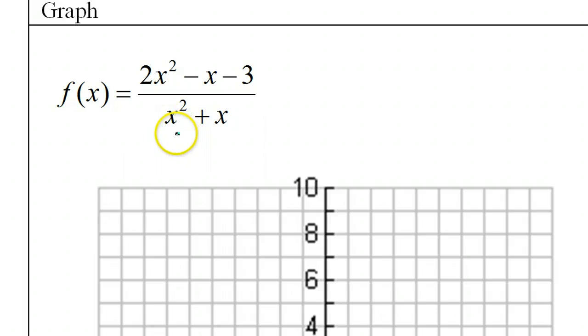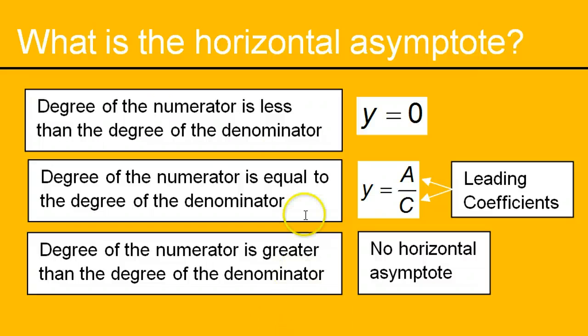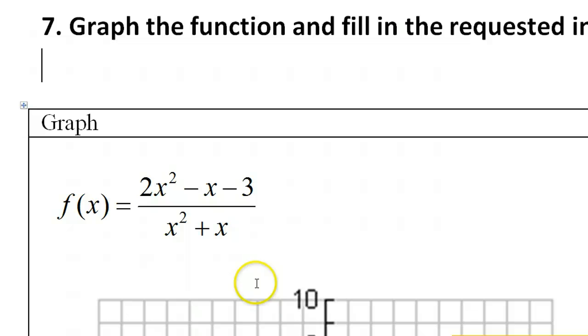Let's start with horizontal asymptotes. For me that's the easiest thing to do, because horizontal asymptotes follow this formula. If the numerator degree is less than the denominator, then it's just y equals 0. If the degrees are equal, then it's y equals a over c, where a and c are the leading coefficients. And if the degree of the numerator is greater than the denominator, there is no horizontal asymptote. So that's easy to check out.